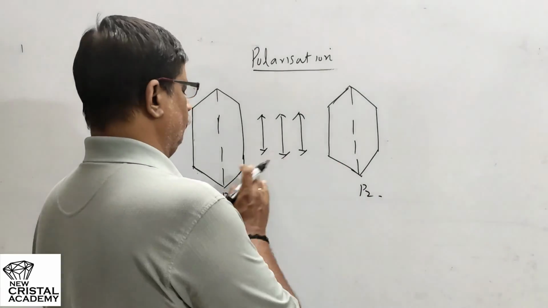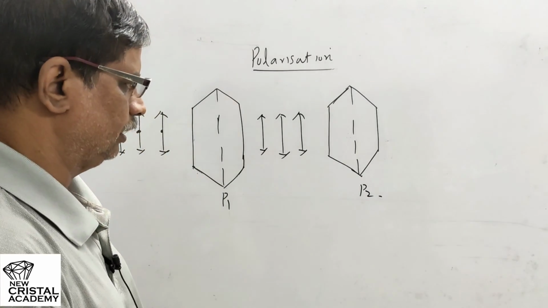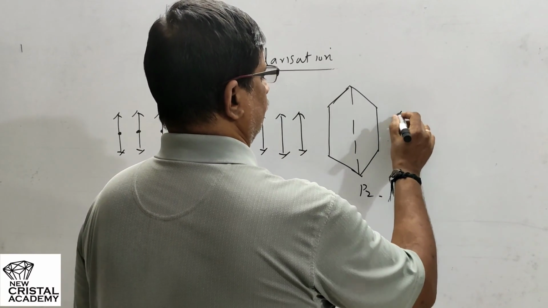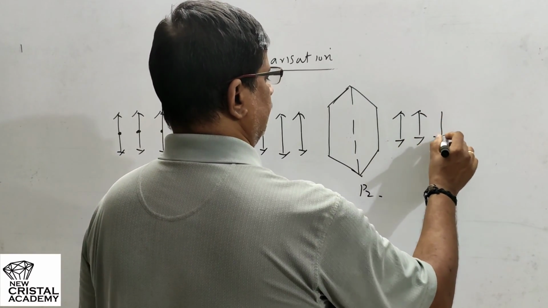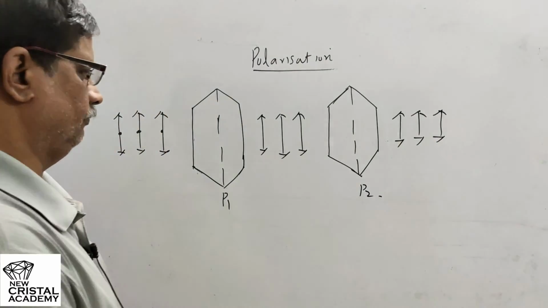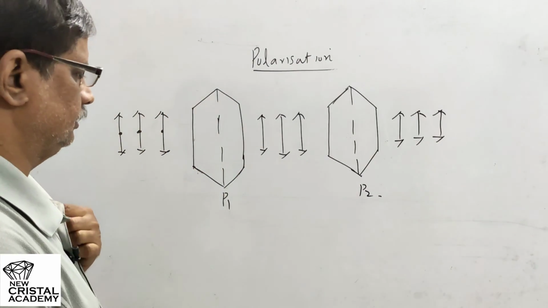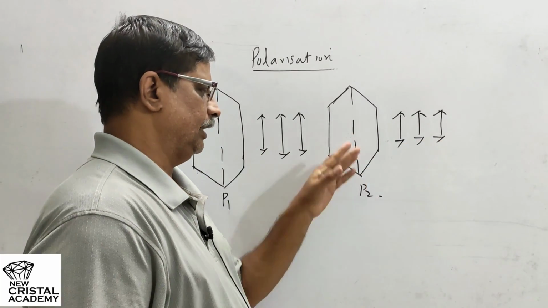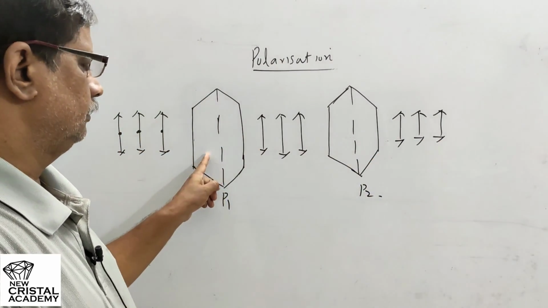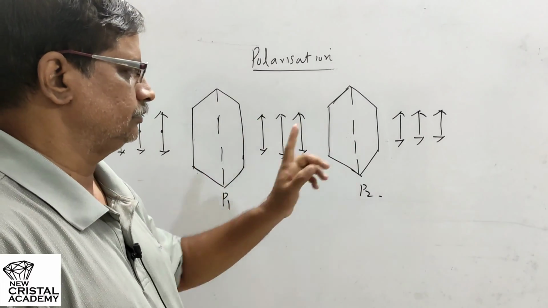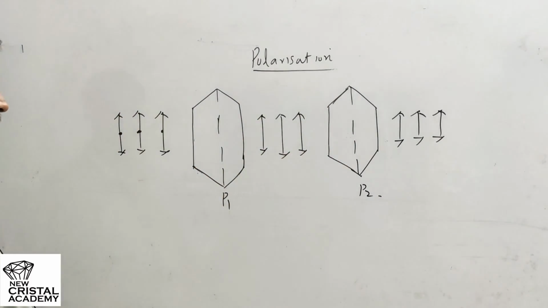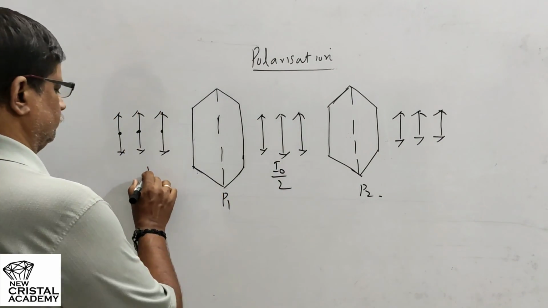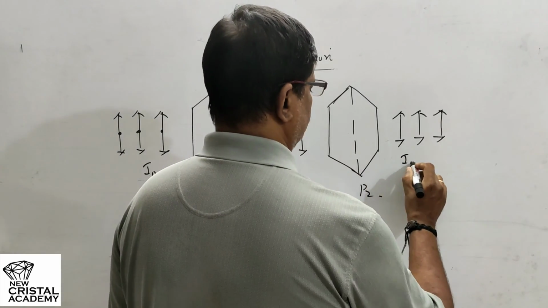Now if the crystallographic axes of the two crystals remain parallel to each other, the transmitted light will be the same as that which left the first crystal P1. Whatever be the intensity of the light that has passed through the crystal P1, the same intensity will be there when light passes through the crystal P2, because the crystallographic axes of the two crystals are parallel to each other. Now this is I0 by 2. If this is I0, this is I0 by 2, and this is also I0 by 2.